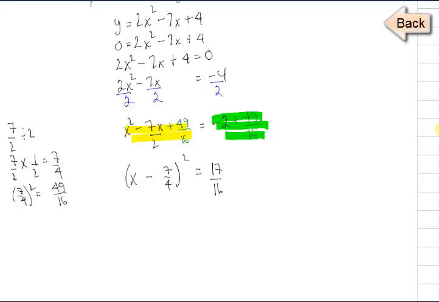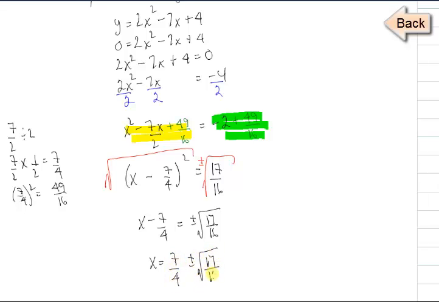Now I want to work out my x-intercepts to the nearest tenth. Actually, I'm kind of jumping the gun here. Let's square root both sides. Don't forget to go plus or minus. So you have x minus 7 over 4 equals plus and minus the square root of 17 over 16, and isolate for x. So bring the negative 7 over 4 to the right. It becomes 7 over 4 plus and minus the square root of 17 over 16.